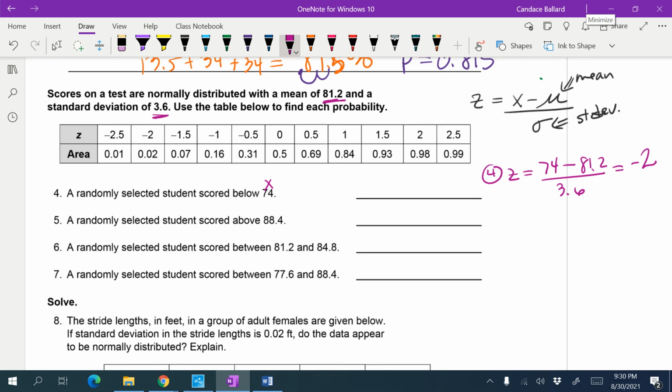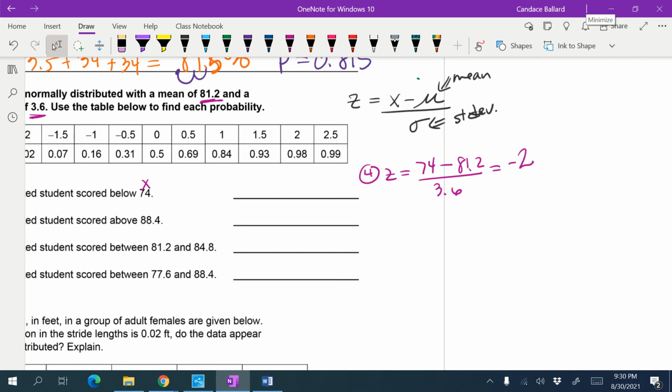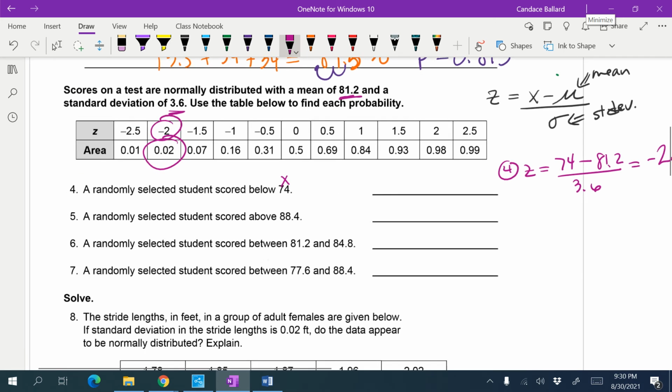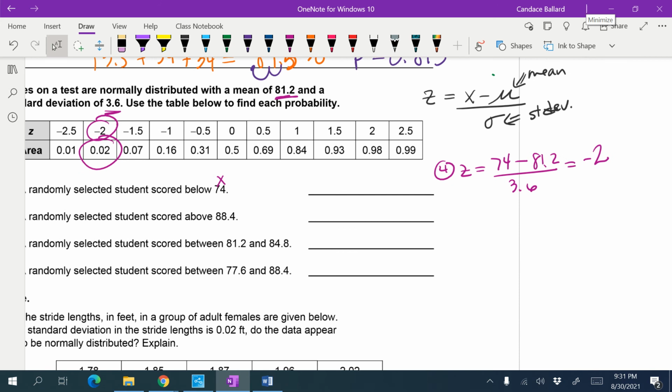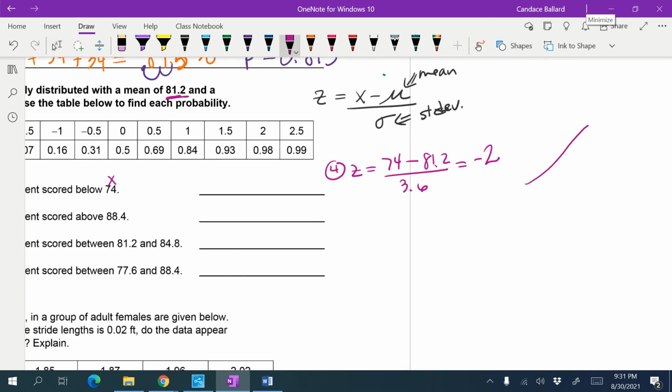Now let's talk about what that means for a second. Actually, before we do that, let's find out in the table. So in the table, I'm noticing -2 here. So my probability, or my area under the curve, is 0.02. So let's think about what that means.